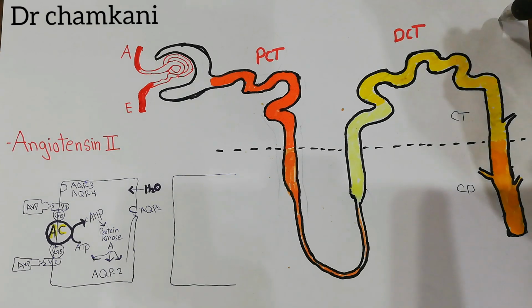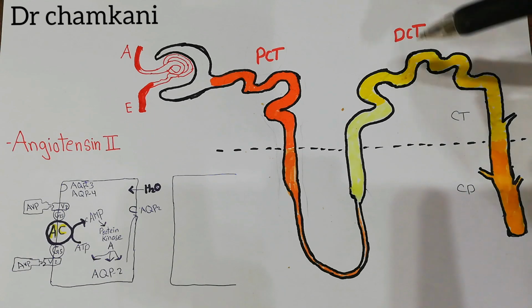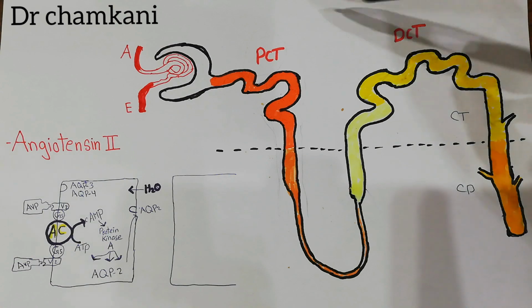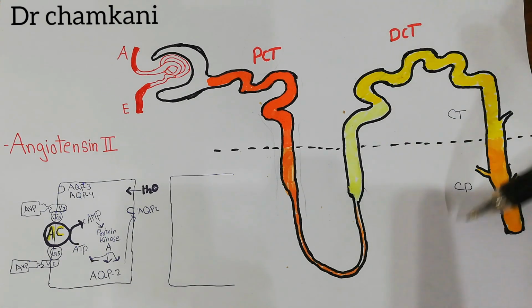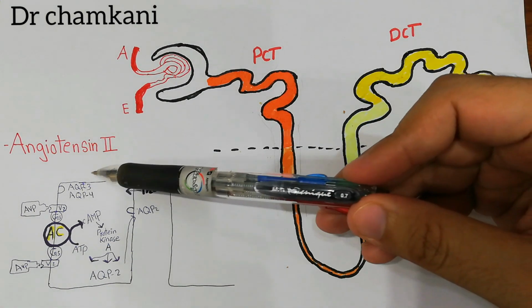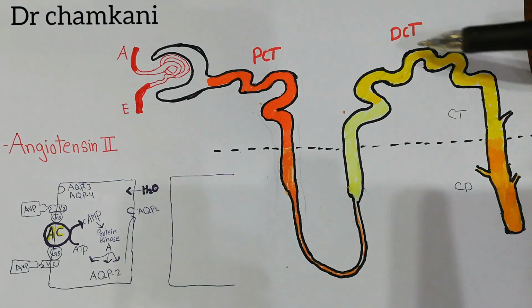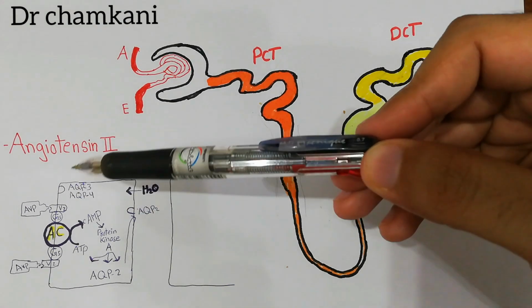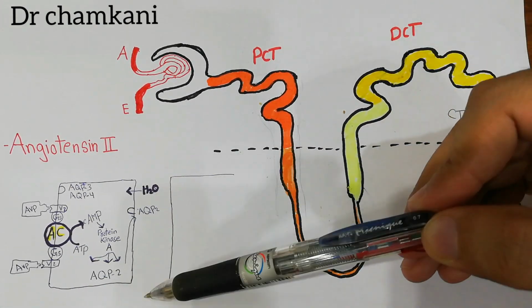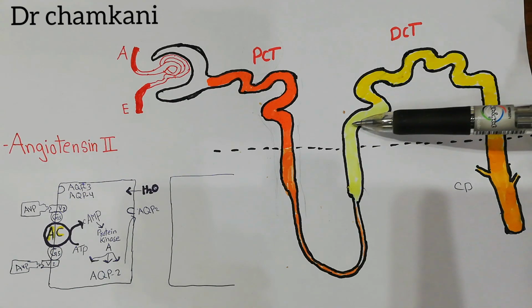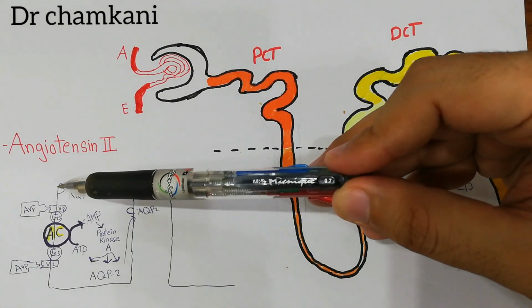So antidiuretic hormone is secreted from the posterior pituitary gland, and it acts on the distal tubules, collecting tubules and collecting ducts. Here is a cell of a distal tubule or collecting duct. On this cell we have this luminal side, this is the lumen, and then we have the basolateral membrane.